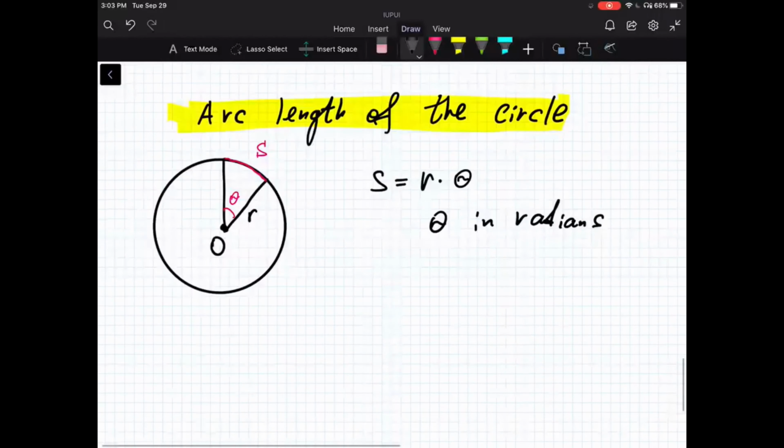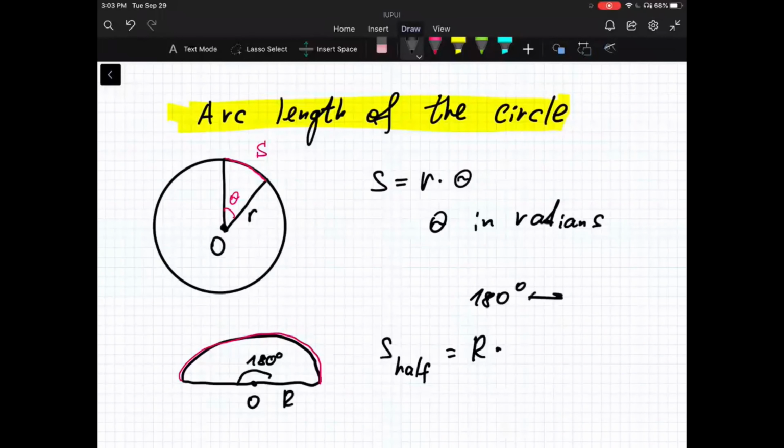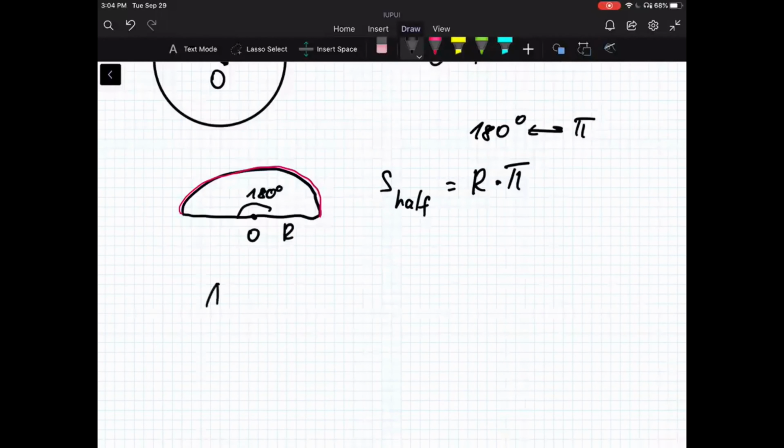So for example, suppose you have a half circle with radius R, then the corresponding length will be radius R times, so this is 180 degrees. What 180 degrees corresponds to is pi. So pi times R. And also the area of the circular sector can be easily calculated.